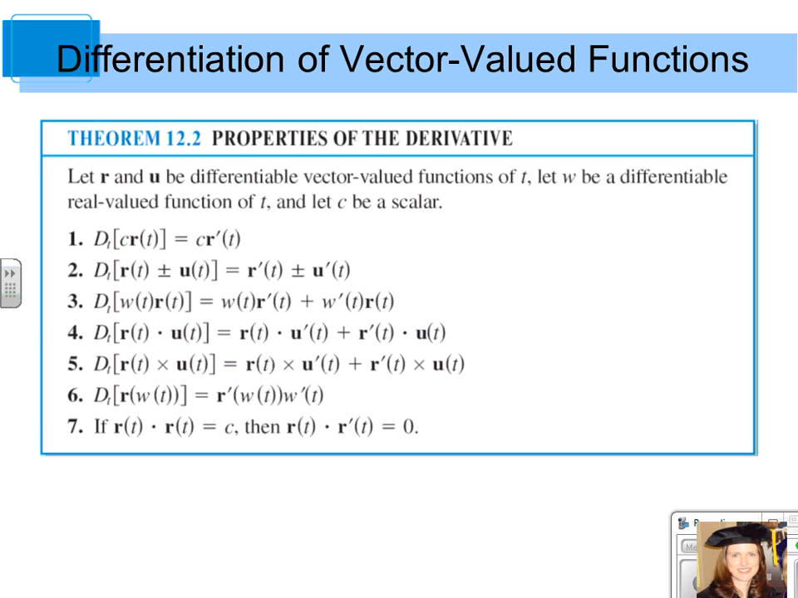Now this slide shows different properties of the derivative. You can review these properties. The first one is the derivative of a vector valued function that's multiplied by a constant. That's the constant rule. We have the addition rule. This is the product rule, number 3. We have dot product, cross product, and chain rule.